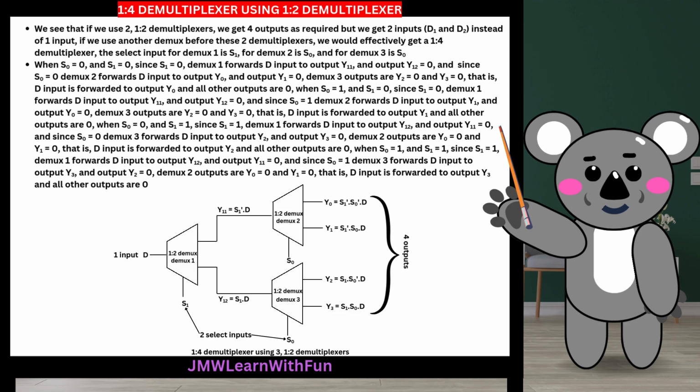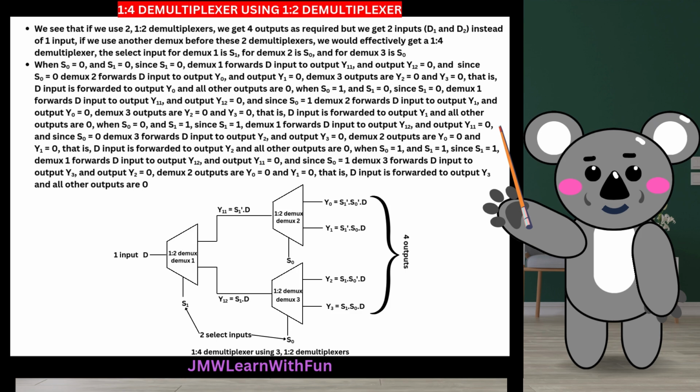When S0 equal to 1, and S1 equal to 1, since S1 equal to 1, demux 1 forwards D input to output Y12, and output Y11 equal to 0, and since S0 equal to 1, demux 3 forwards D input to output Y3, and output Y2 equal to 0, demux 2 outputs are Y0 equal to 0, and Y1 equal to 0, that is, D input is forwarded to output Y3, and all other outputs are 0.